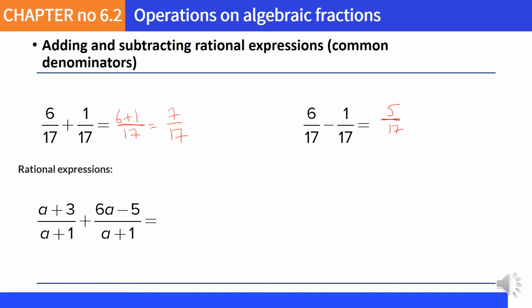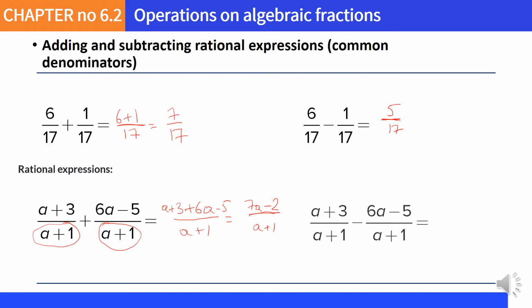As you see in this example, the denominators are the same. So we can write a plus 1 as the common denominator and add numerators, and we will get 7a minus 2 over a plus 1.